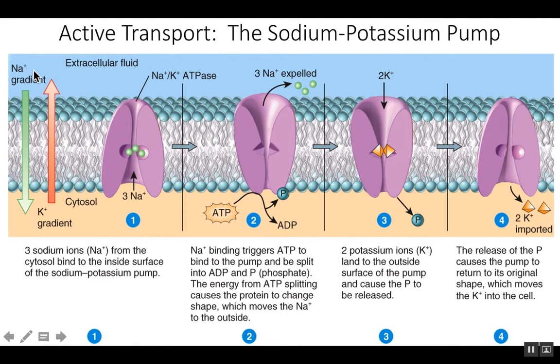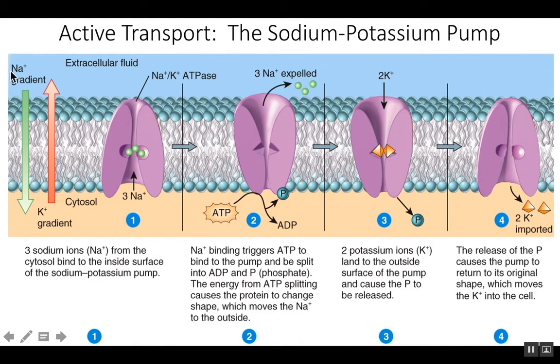A gradient is when you have more of some substance, some solute, on one side compared to the other. The sodium gradient that neurons require is high sodium on the outside compared to lower sodium on the inside. So notice the arrow is going into the cell. That means that sodium wants to go into a cell because there's higher sodium on the outside and lower sodium on the inside. Sodium is largely an extracellular cation.